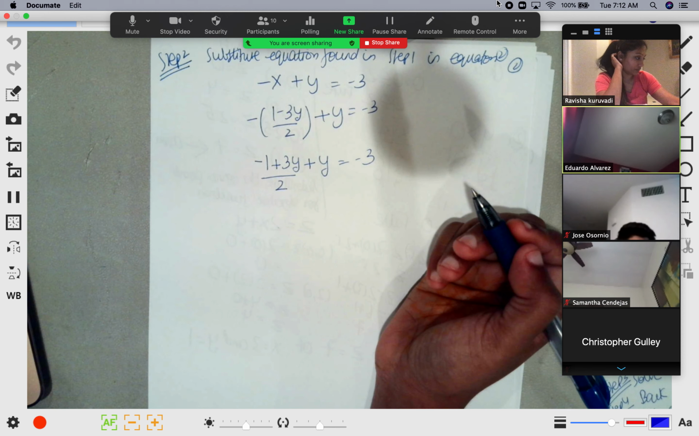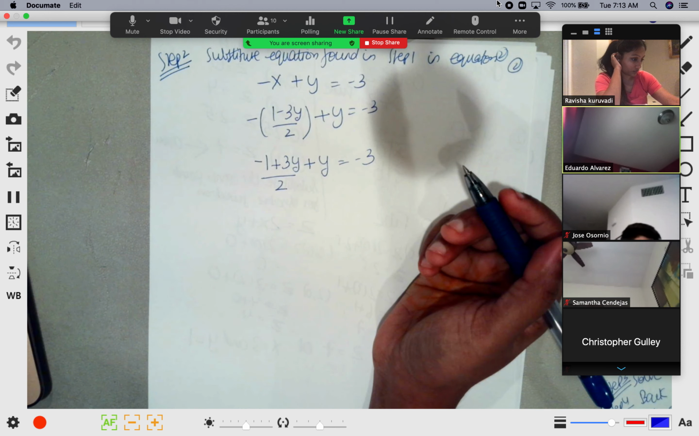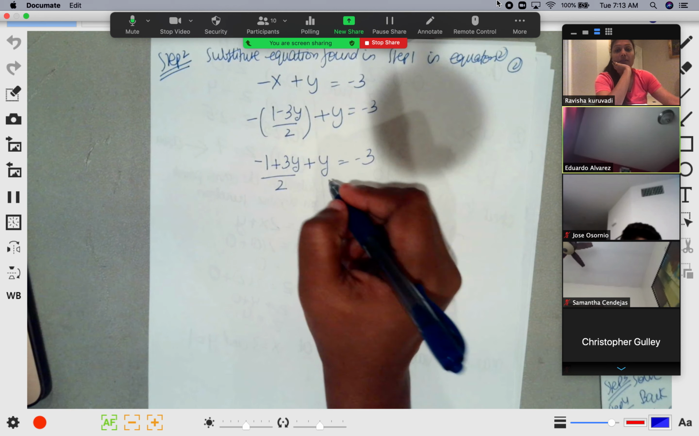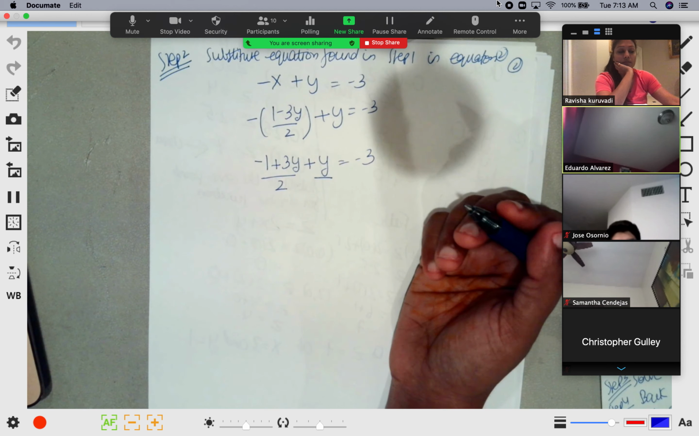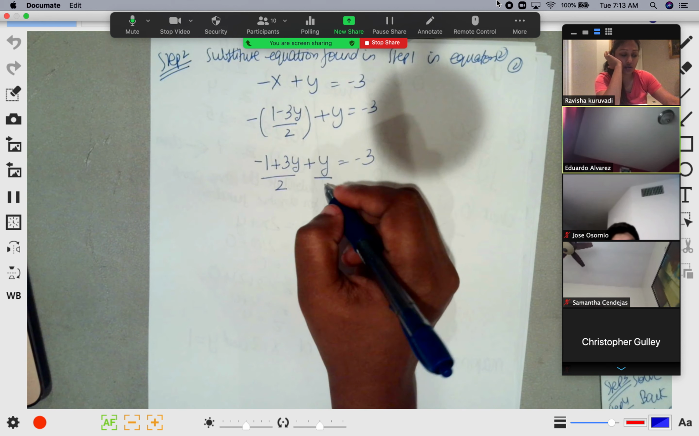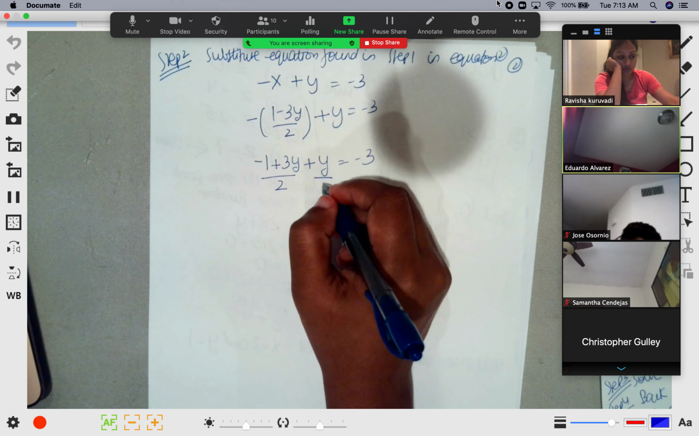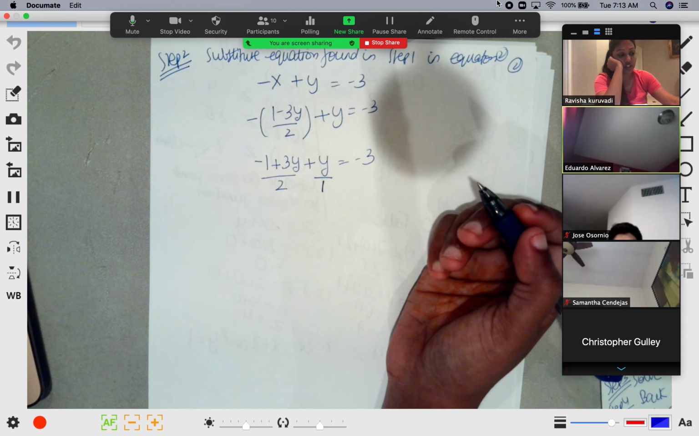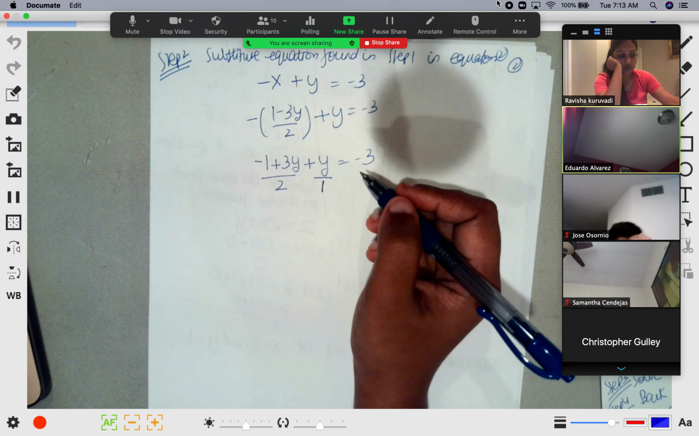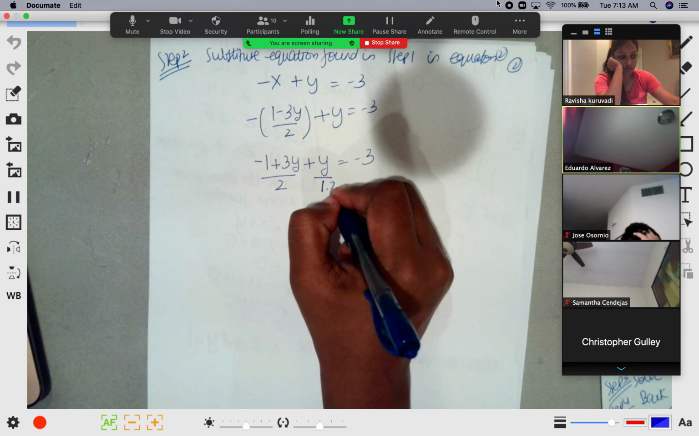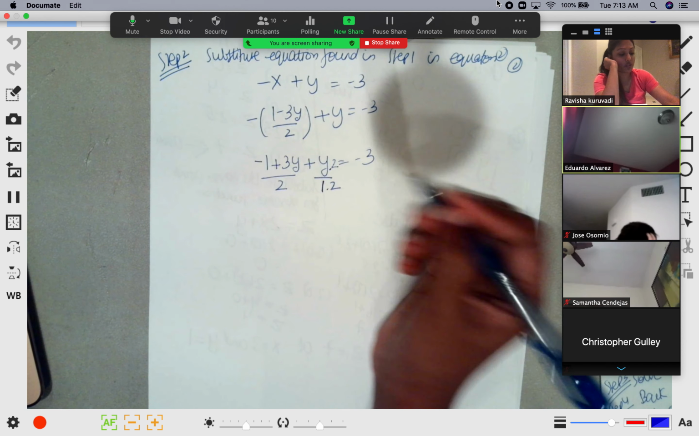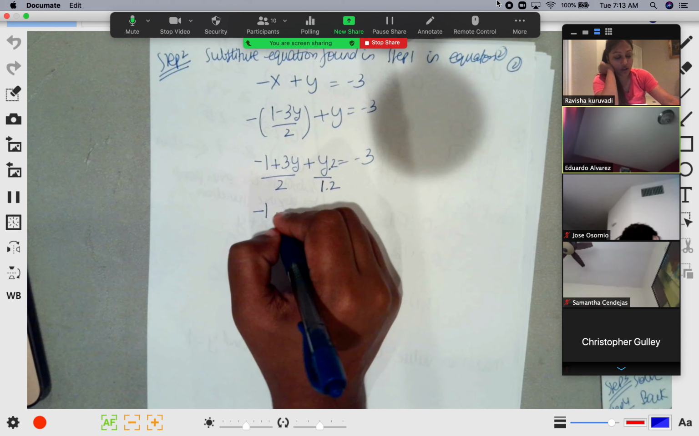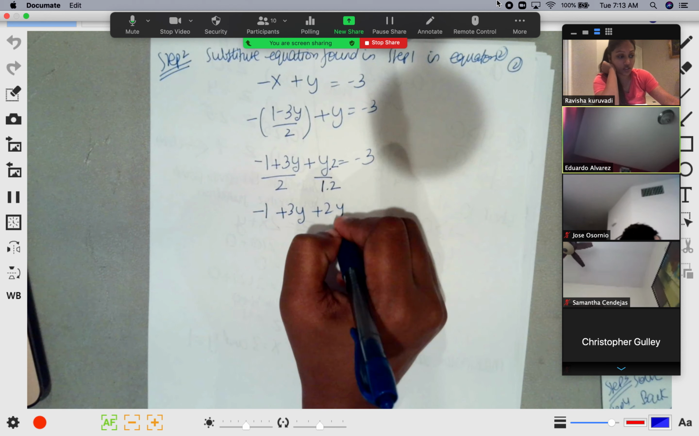Then how do I solve? Don't we bring the y over? So we have to make the common base. I cannot add until I make a common base. What's the base right now here, Eduardo? Y over 1. How do I make it 2? We multiply it by 2 to get the common denominator. Yes, and you multiply the numerator also by 2. You get negative 1 plus 3y plus 2y over 2 is equal to negative 3.